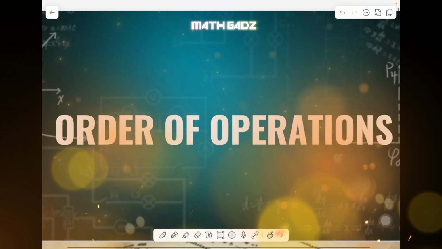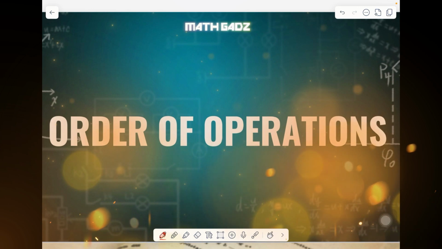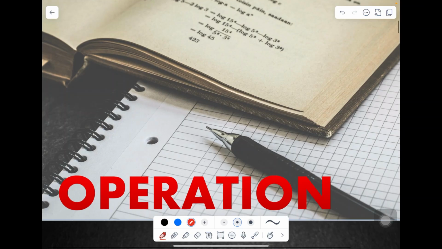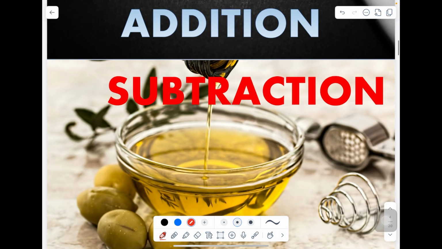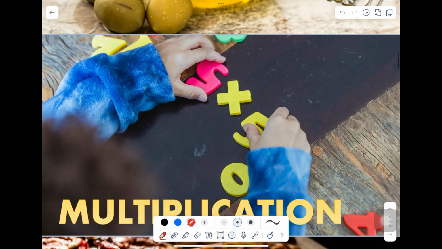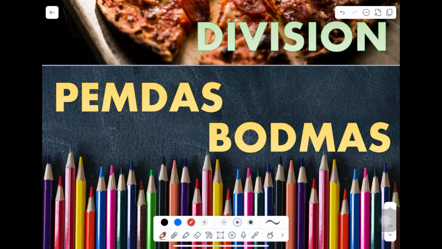So for this afternoon, we're going to talk about the order of operations. First, let's define the word operation. What's an operation? In math, it pertains to your four basic operations, which are addition, subtraction, multiplication, and division.